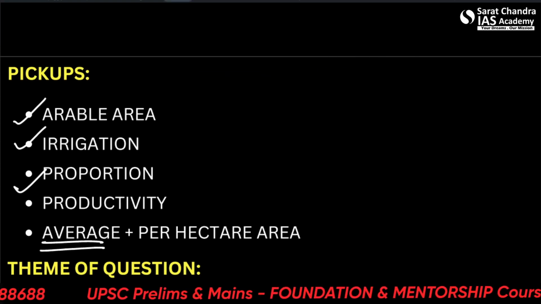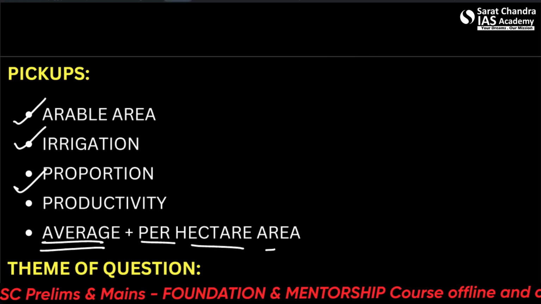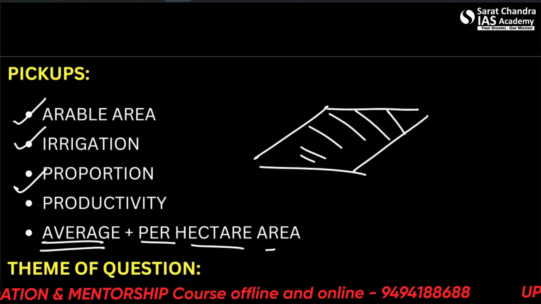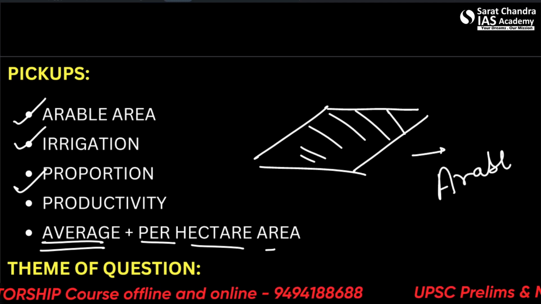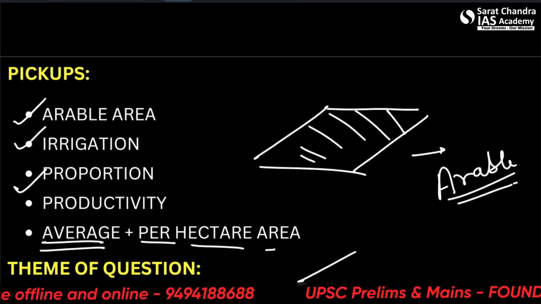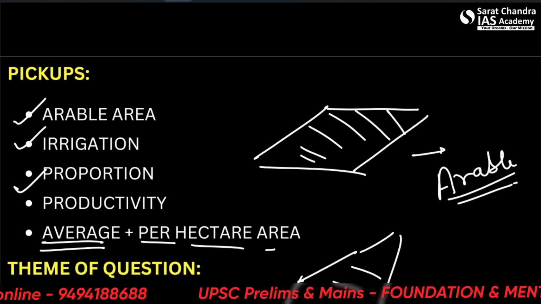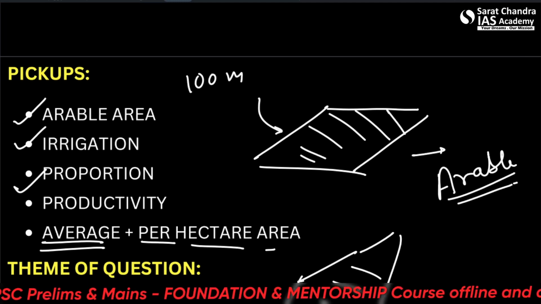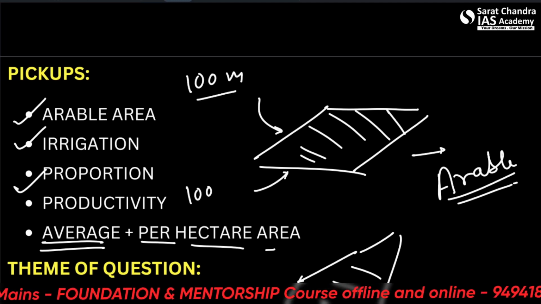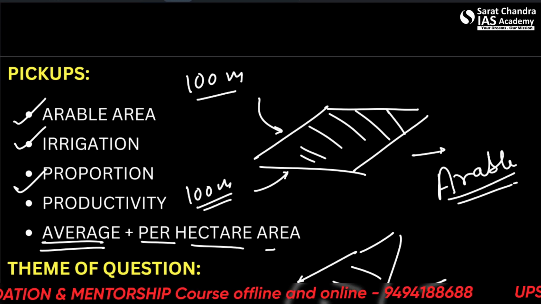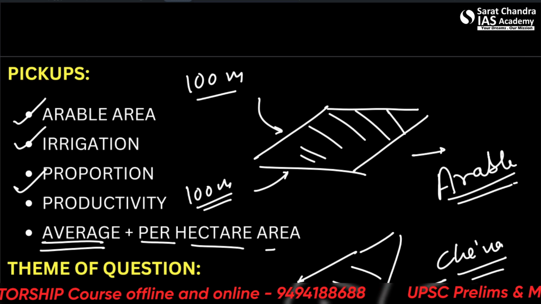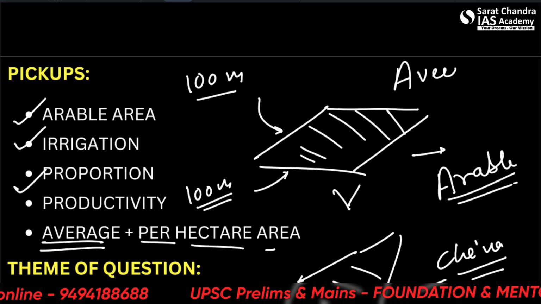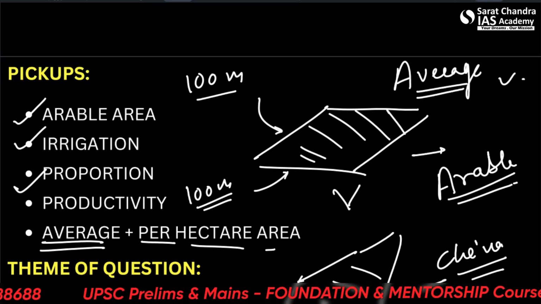Second thing, it says per hectare area. That means the same area in India that is arable, and the same area in China that is arable, if we divide it into squares of 100 meter by 100 meter area, then the productivity in India is more than China on an average. So this is the meaning of the question.